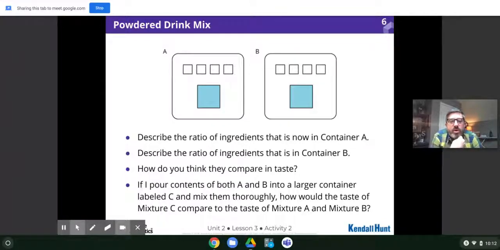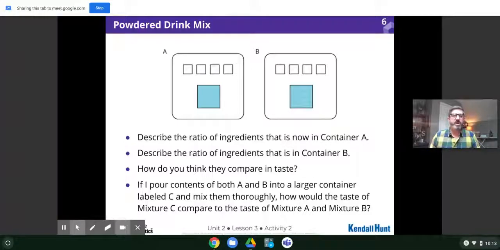What if I pour all of those contents into one large container and we'll label it container C, and then we mix them all together? How do you think the mixture in container C would taste? You think it would taste the same as A and B? Think about making Kool-Aid. Different and the same. Think about making some Kool-Aid.